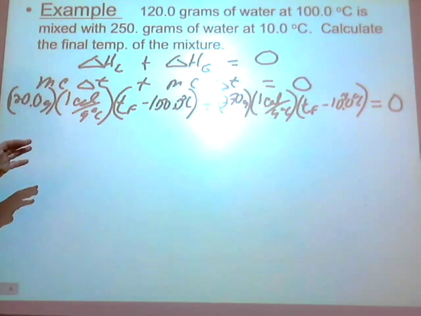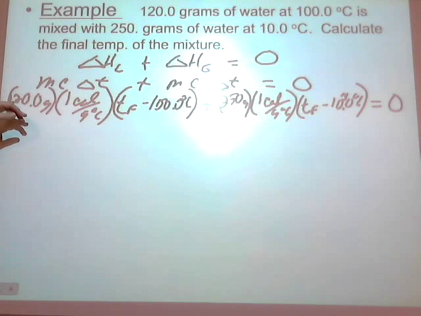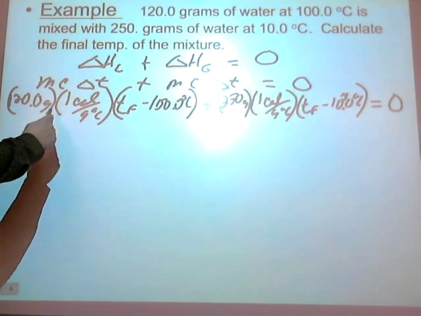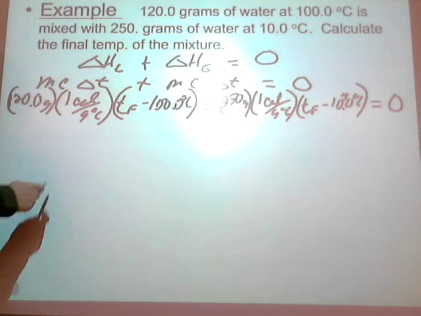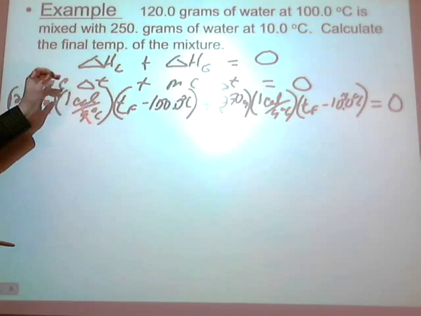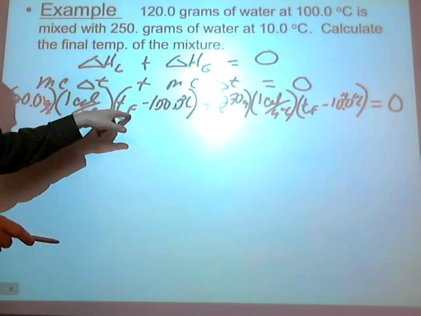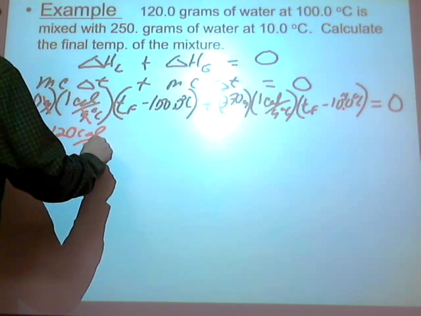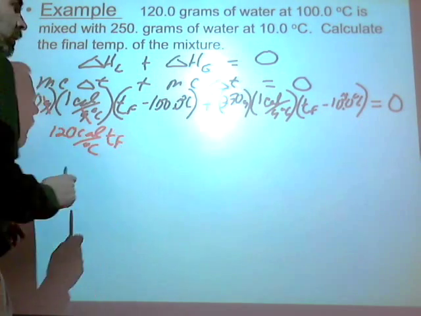Now, look, one of the ways you can keep track of this stuff is by keeping track of the units. I've said that before. It's one of the ways I like to keep track of things and know if I'm doing it right or not. All right, I have 120 grams times 1 calorie per gram degree Celsius. What will happen there to my units? Grams will cancel, right? And I'll get 120 calories per degree Celsius times TF. So that's 120 calories per degree Celsius TF.